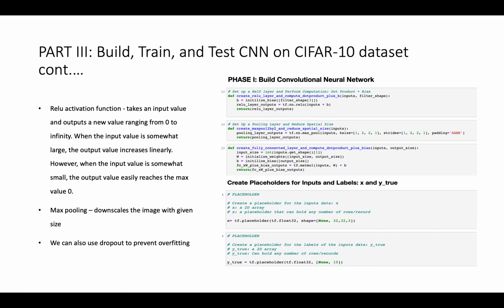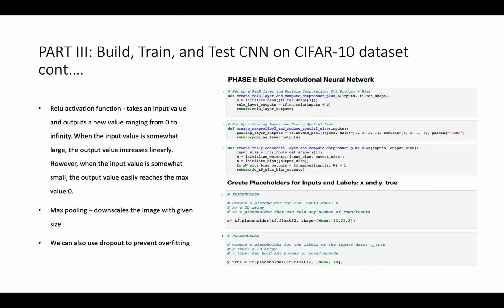So the next step in building the convolutional neural network is to use the ReLU activation function. Basically, this activation function takes an input value and outputs a new value ranging from 0 to infinity. When the input value is large, the output value increases linearly. However, when the input value is small, the output value reaches the minimum value of 0. When considering the image dataset, all the values originally range from 0 to 255.